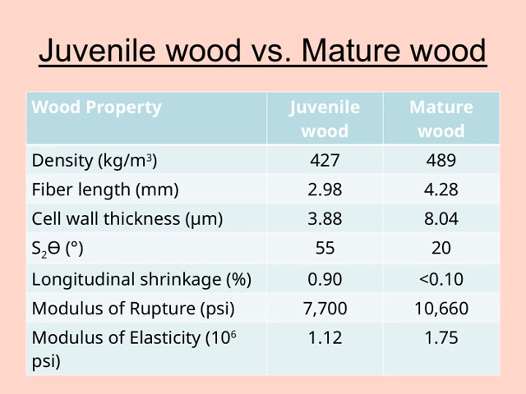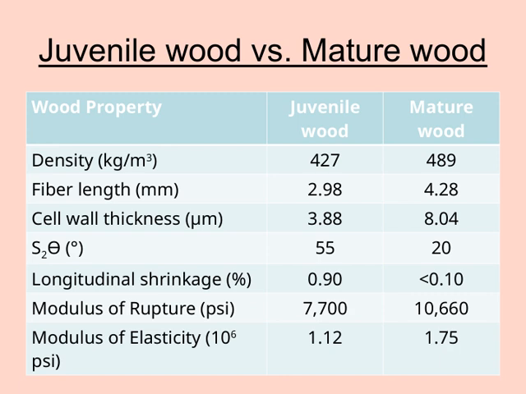Looking at fiber length, juvenile wood fibers are shorter, averaging 2.98 millimeters, compared to 4.28 millimeters in mature wood. Longer fibers in mature wood contribute to better strength and durability, which is crucial for many applications. Cell wall thickness also increases with maturity, from about 3.88 micrometers in juvenile wood to 8.04 micrometers in mature wood. Thicker cell walls tend to enhance the wood's structural properties.